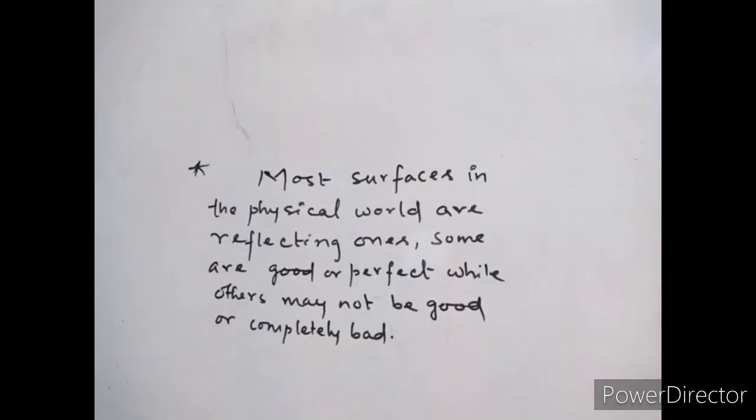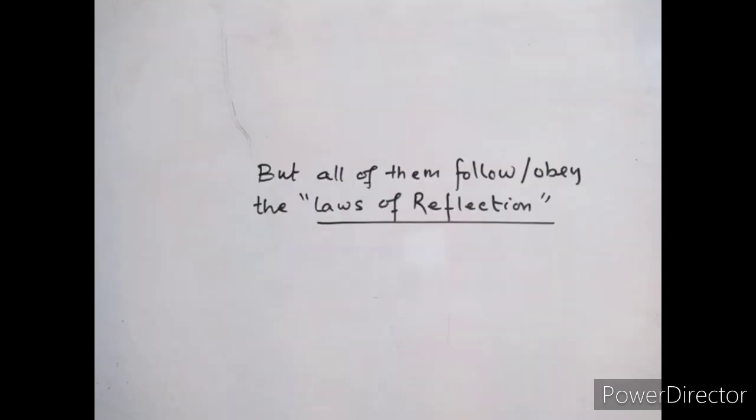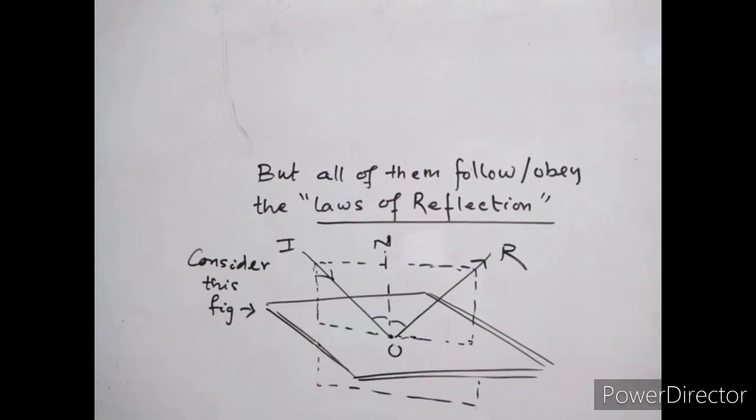Okay, now most of the surfaces in the physical world are reflecting ones. Some are good or perfect, while others may not be good or completely bad. Now we'll consider a few examples for that. But obviously all of them must obey the laws of reflection.